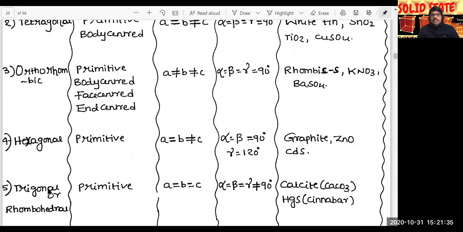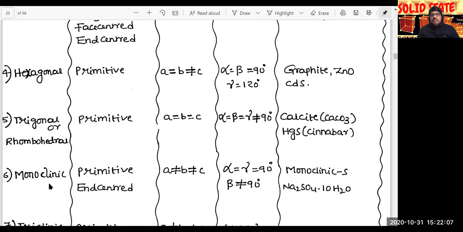So, trigonal or rhombohedral. Even in this, there is only simple unit cell or primitive unit cell. And how to define? A is equal to B is equal to C, and alpha is equal to beta is equal to gamma, but these are not equal to 90. If any basic crystal system has these kinds of dimensions, that is called trigonal or rhombohedral, and these are the examples. Only one type of unit cell was found, that is simple.